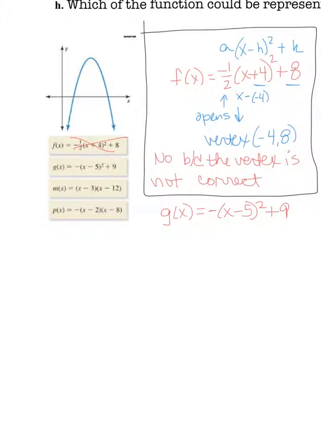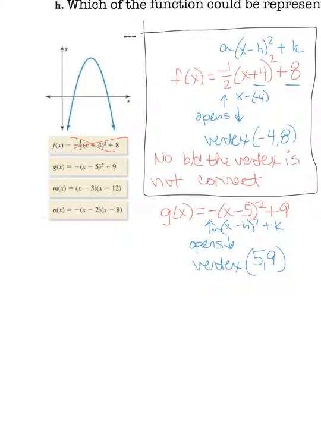All right, in this equation, we have a negative 1 for our a, so that means it opens down, which is good because our graph does open down. We have a vertex of 5, 9. And we know this because this follows the formula x minus h squared plus k.